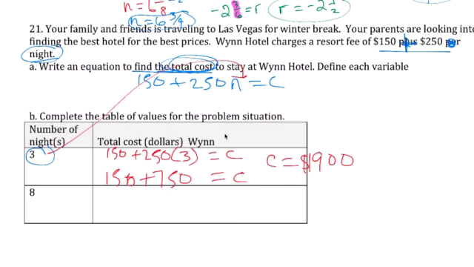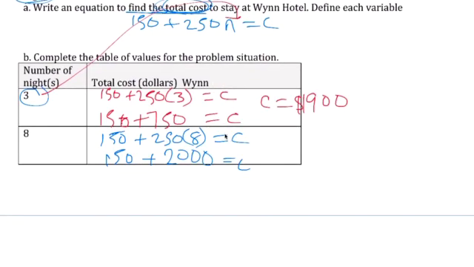Okay, and then if you want to stay for 8 nights, well, you pay $150 in resort fee plus $250 per night times 8 nights. You get the cost. So $150 plus $2,000. So the cost is $2,150 to stay there.